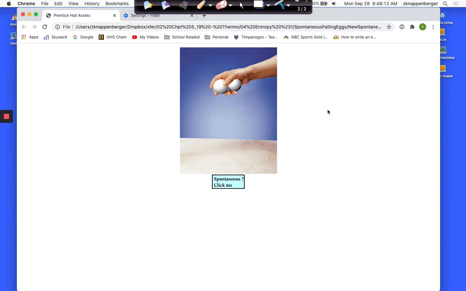So, guys, we just talked about this idea of something being irreversible. Irreversible means that it cannot simply be undone by carrying the process out backwards. Let me show you an example. We've got a couple eggs in the hand, and we click, and they fall and they break and make a mess. Here's the question. Is this reversible?